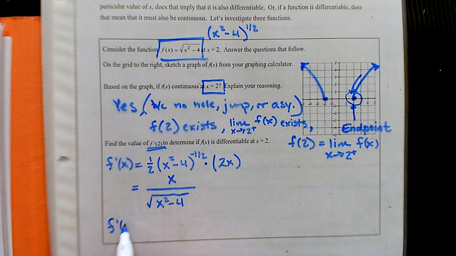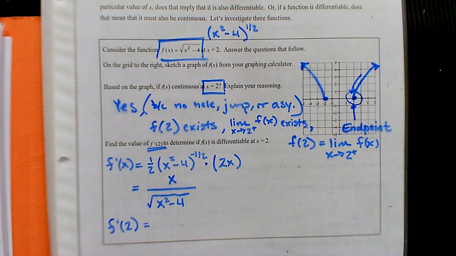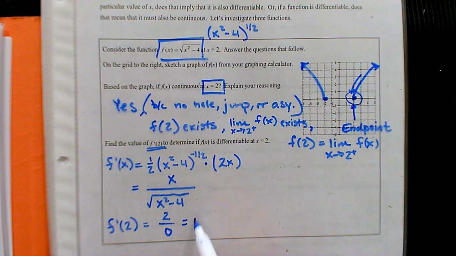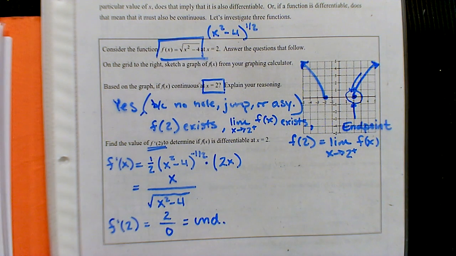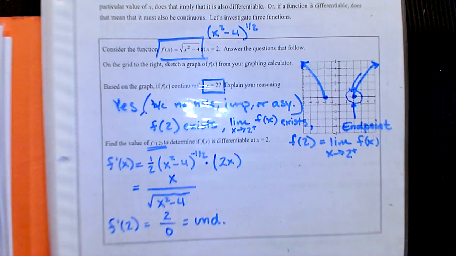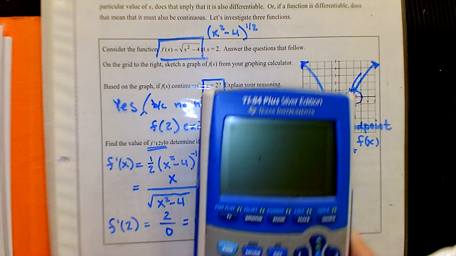They want us to check the derivative or the slope at 2. So if you were to plug in 2 for the x's, we would get 2 over 0, which is undefined. There we go. Okay, so by hand, we've determined that the derivative or the slope doesn't exist at that spot. Let's go ahead and see if the calculator gives us the same value, or the same conclusion, I guess, because undefined isn't a value.